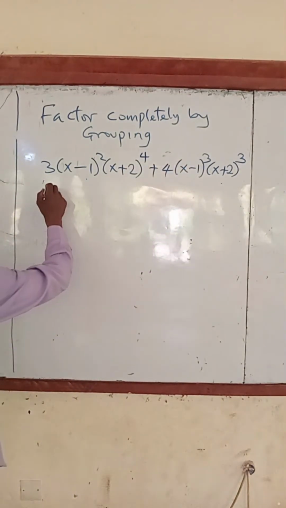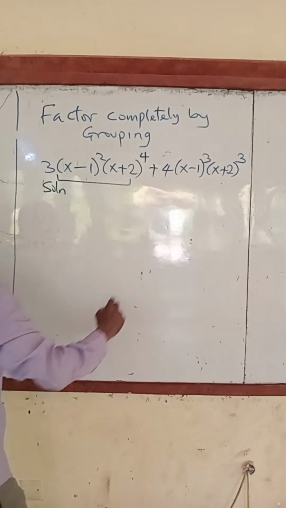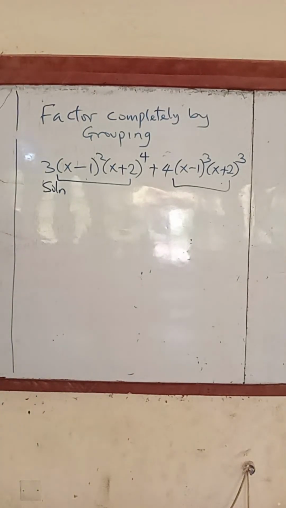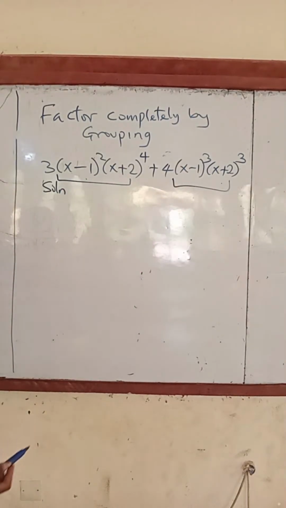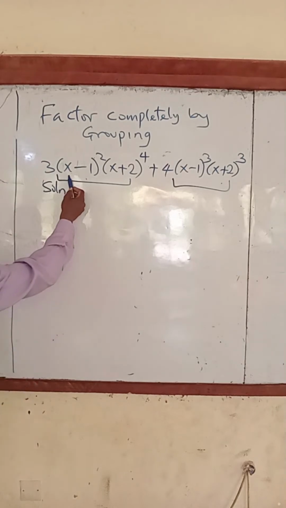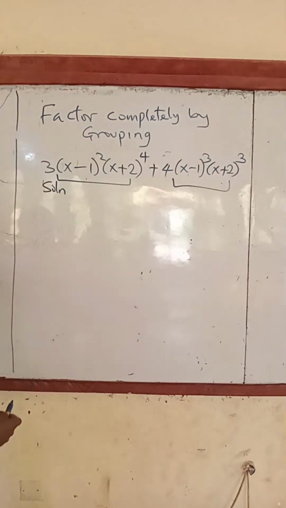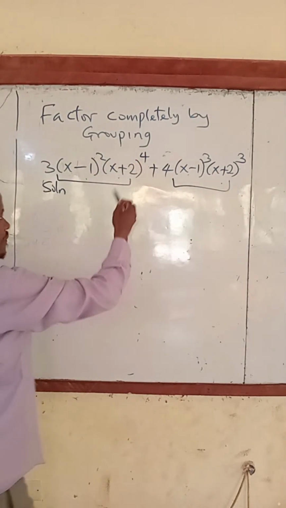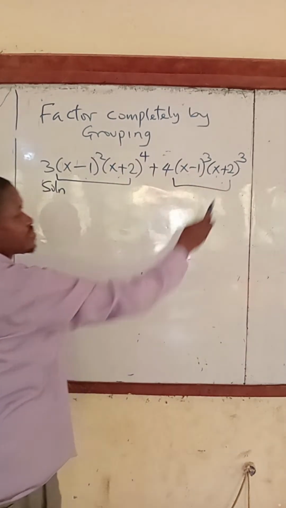Let's see the solution. This is the first part of the expression, and this is the second part. Let's see what is common. X minus 2 is here, and x minus 2 is here. We have x minus 1 to power 3 here, and x plus 2 to power 4 here. We have 4 of x plus 2, and 3 of x plus 2.